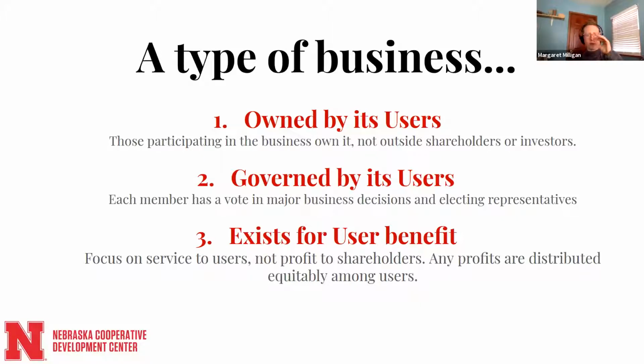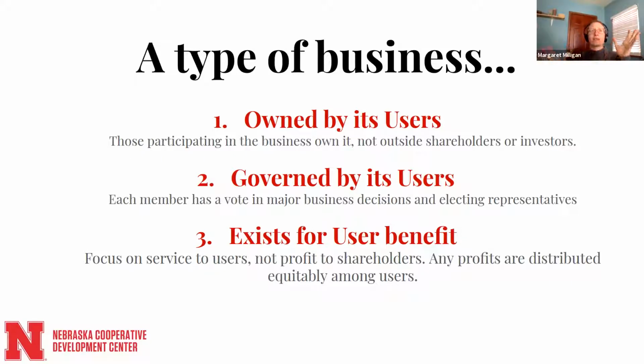To unwind these three characteristics a little bit more, when we say it's owned by its users, that means the people who use the cooperative own and finance the cooperative. They own and finance that business. Cooperatives are typically financed by members, and that could be members paying a membership fee or purchasing stock or something like that. It could also be associated with volunteering hours or labor. So the second characteristic is that co-ops are governed by its users.